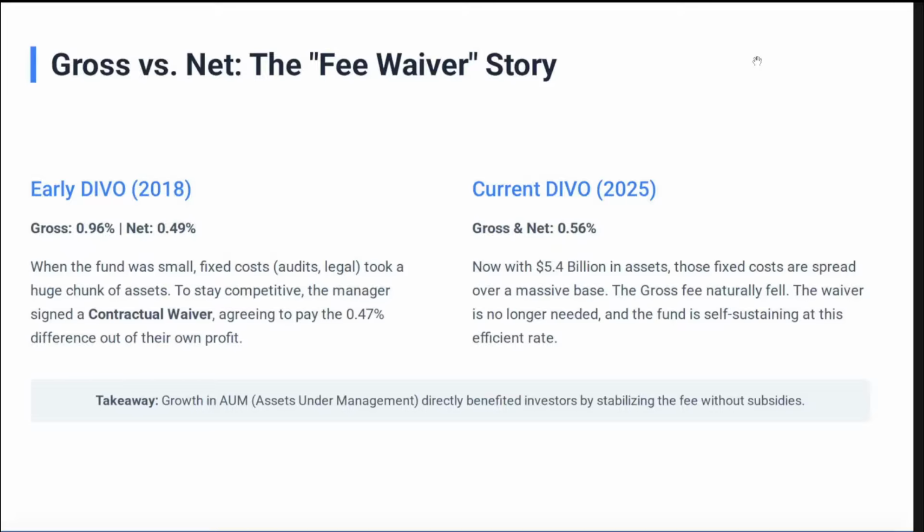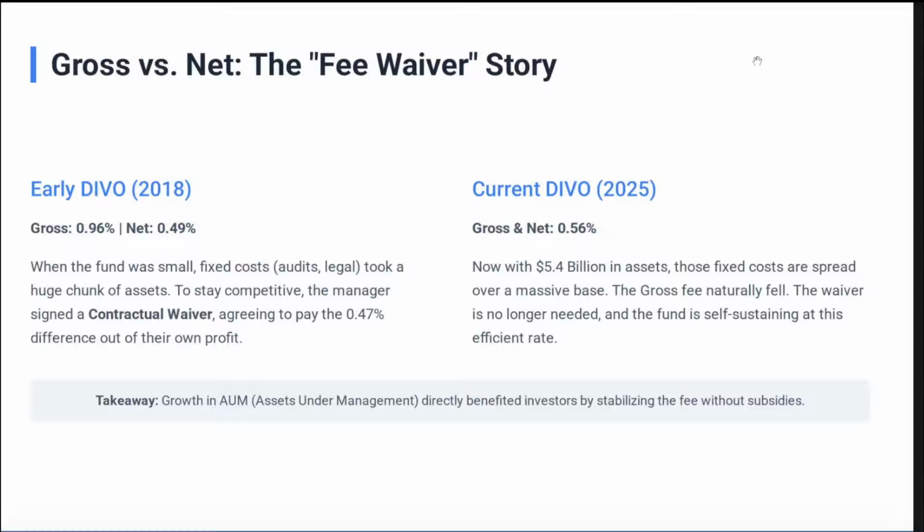Divo, inception was 2018, gross was 0.96, net was 0.49. When the fund was small, fixed costs such as audit and legal took a huge chunk of assets. To stay competitive, the manager signed a contractual waiver agreeing to pay the 0.45% difference out of their own profit. The current gross is about 1.01 and net is about 0.56.